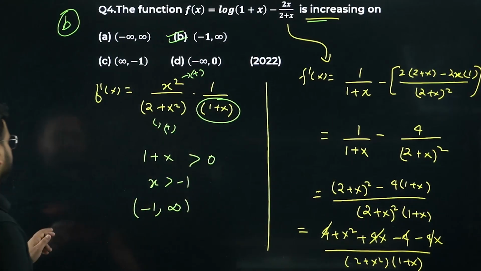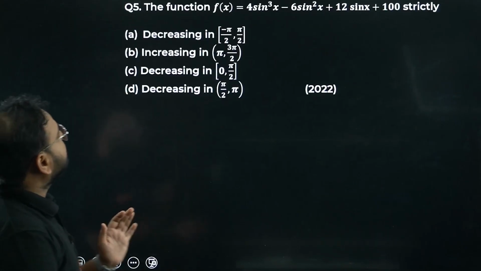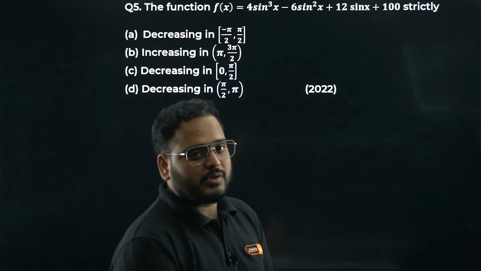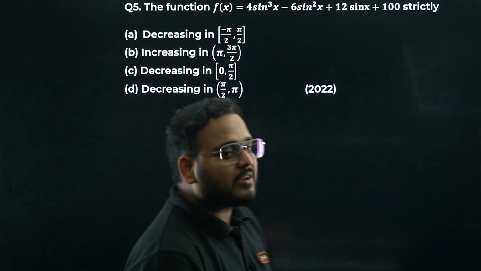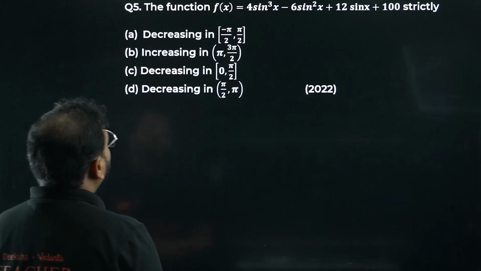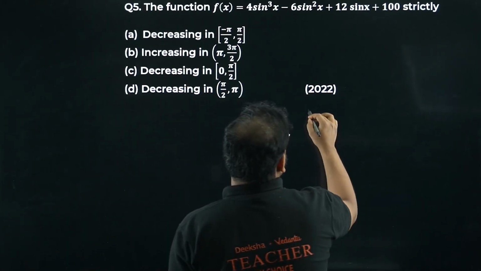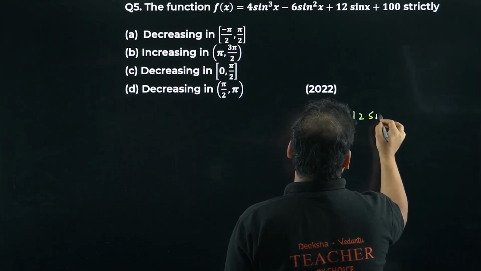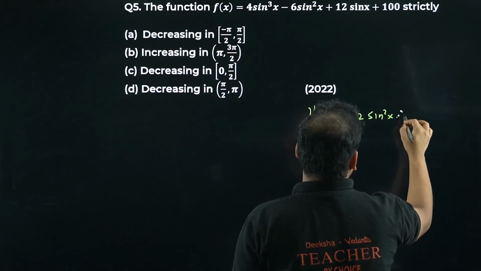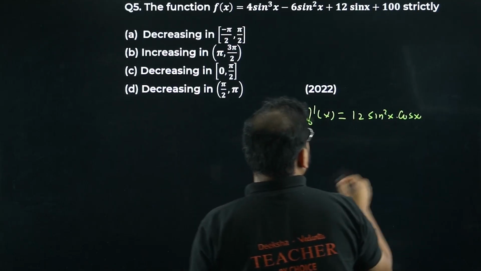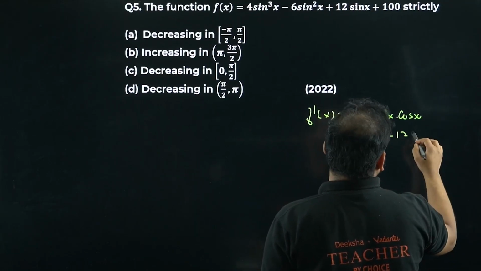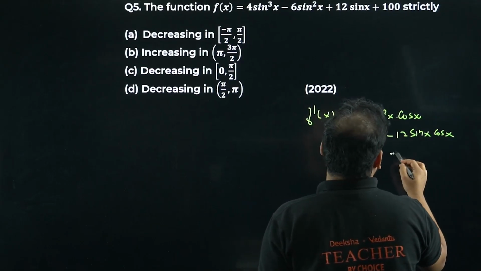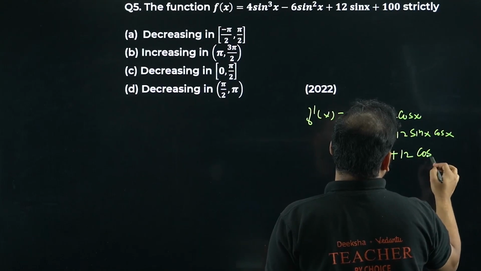Let's move on to question number 5 now. The function f(x) equals 4 sine cube x minus 6 sine square x plus 12 sine x plus 100. We are looking for strictly which of them is true. Okay, let's find the derivative for this. So we have f dash of x equals, please check, 12 sine square x cos x, minus 12 sine x cos x, and the last one plus 12 cos x, and this will be 0.